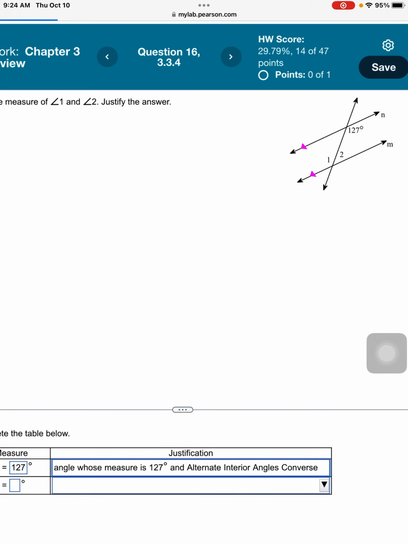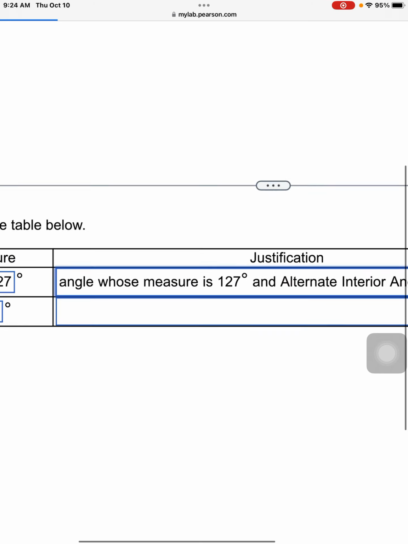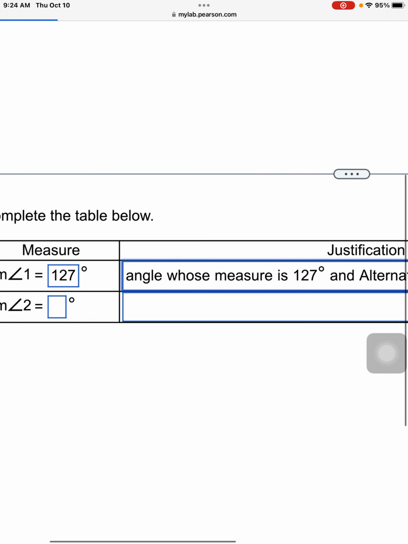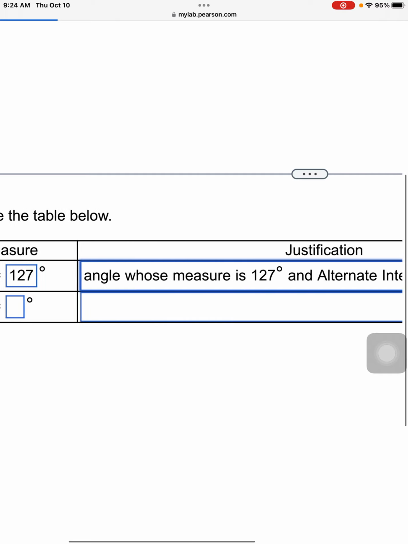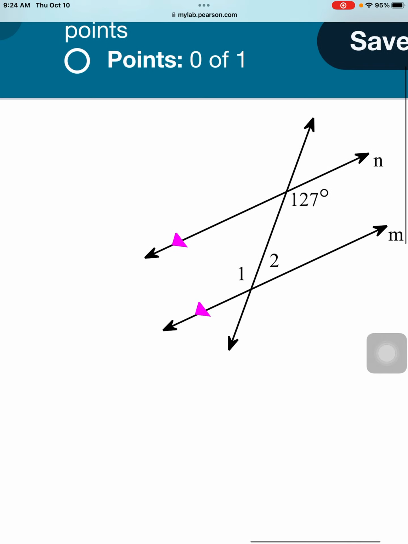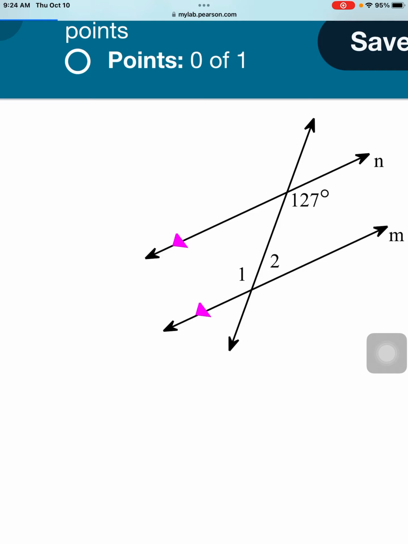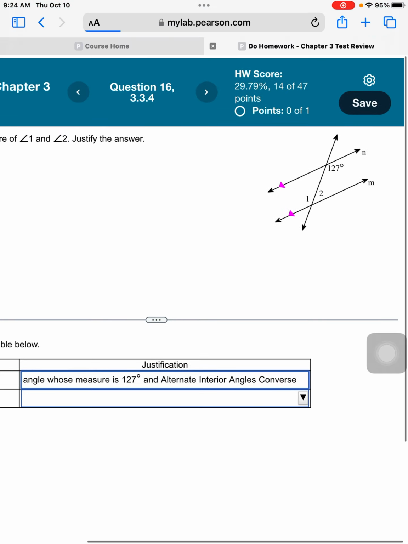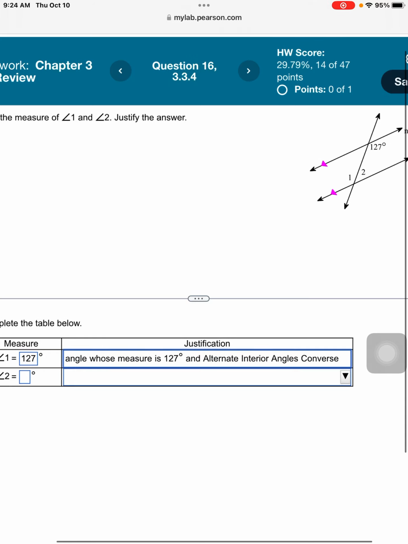Now also, angles whose measure is 127. In order to find out what the measure of angle 1 is, you want to take a look at what? This 127 and apply what property? The alternate interior angles converse property. Now what about measure of angle 2?